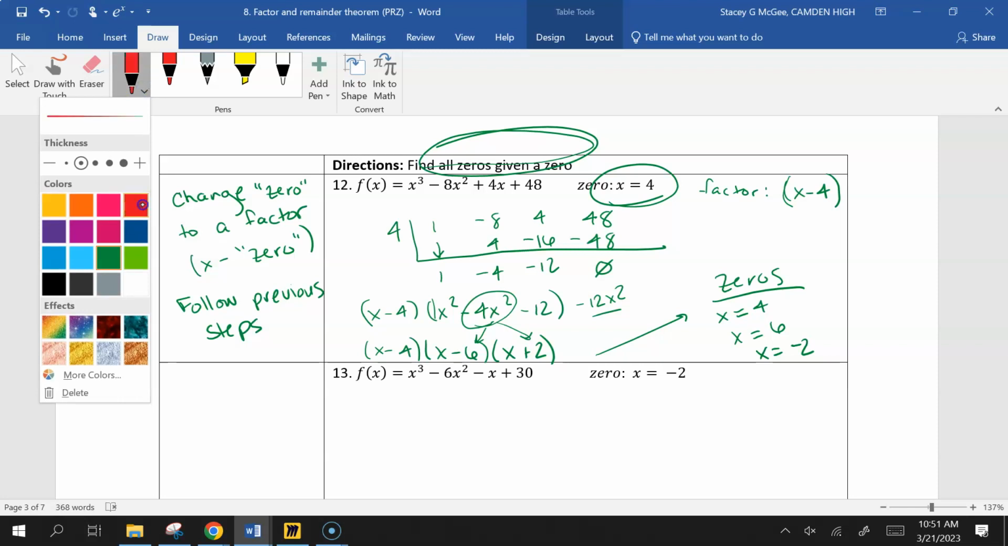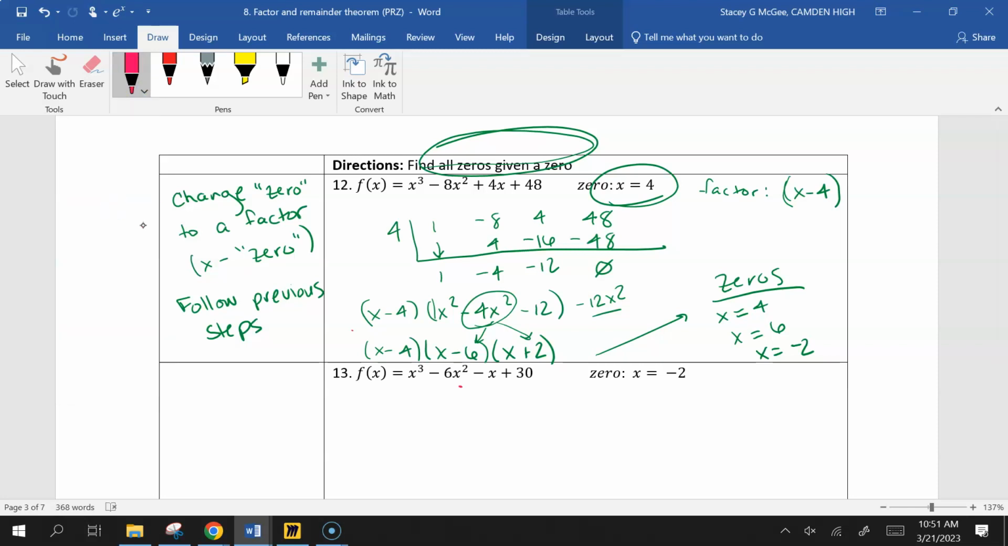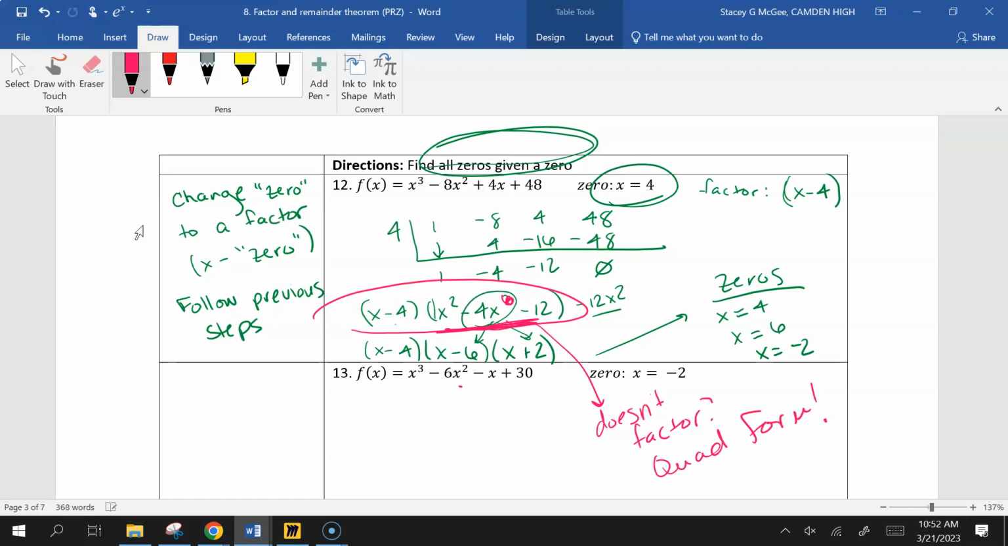What happens if you had gotten to this point and this didn't factor any further? Well, you would put this 0, but you'd still do something with this. How do you solve a quadratic that doesn't factor? So that could come up also.